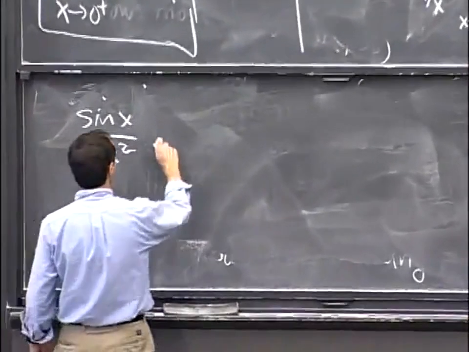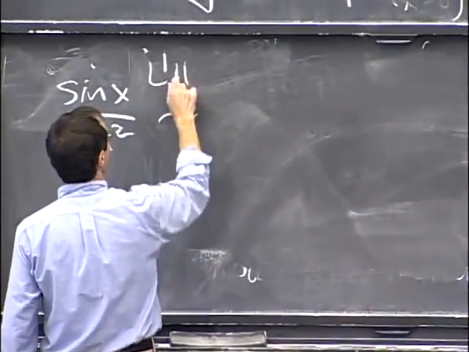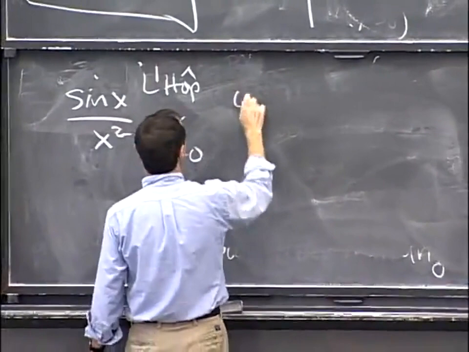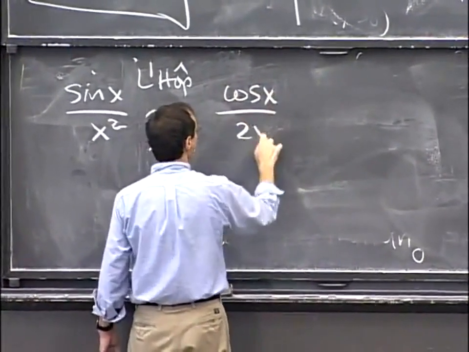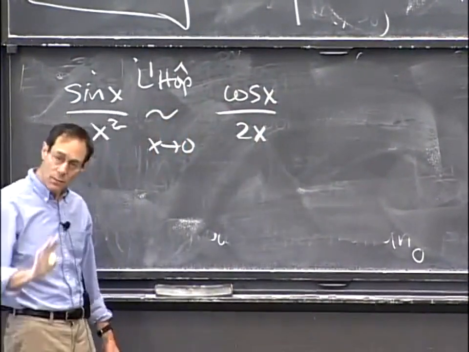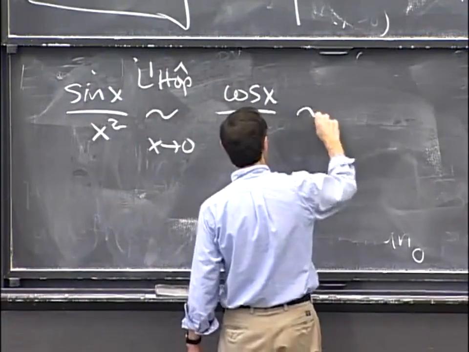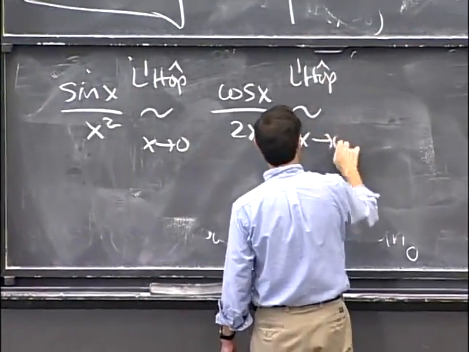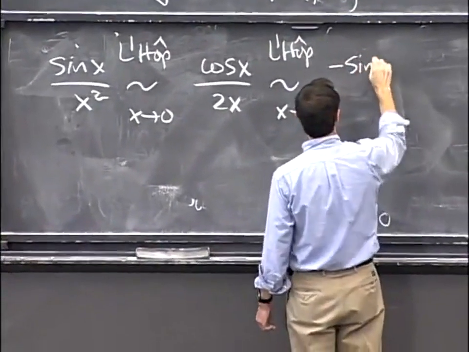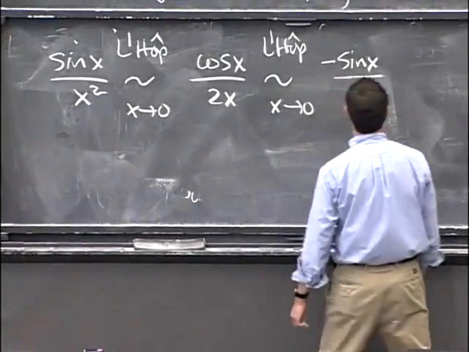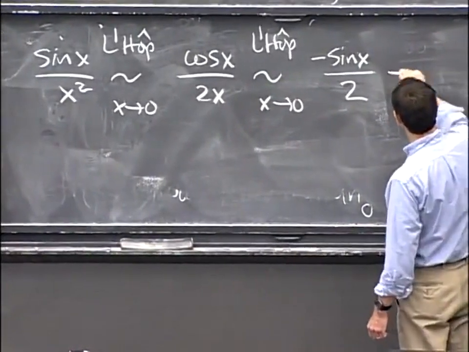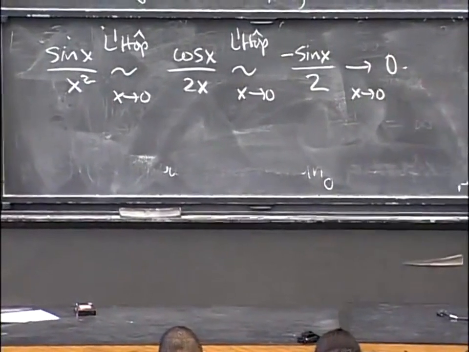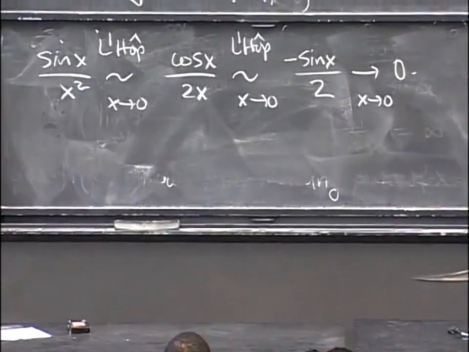If you apply L'Hopital's rule, as x goes to 0, you're going to get cosine x over 2x. And if you apply L'Hopital's rule again, as x goes to 0, you're going to get minus sine x over 2. And this, as x goes to 0, goes to 0. Right?